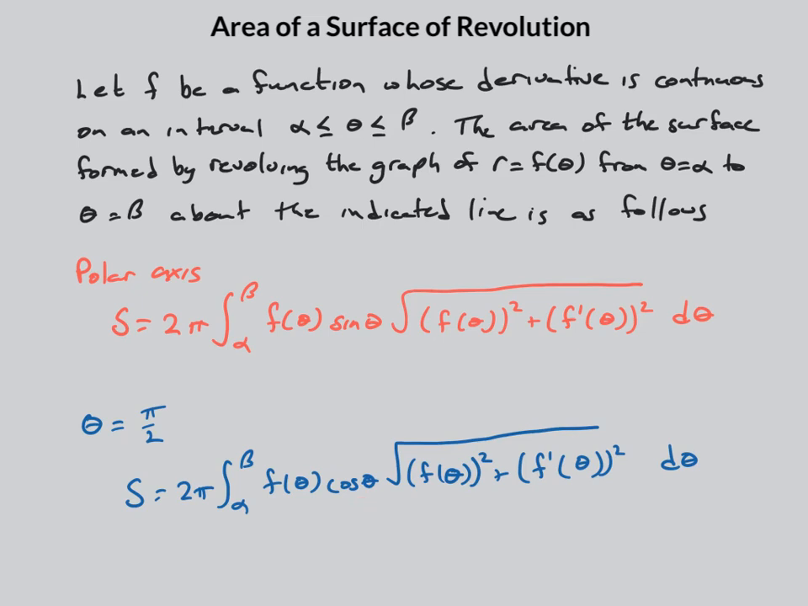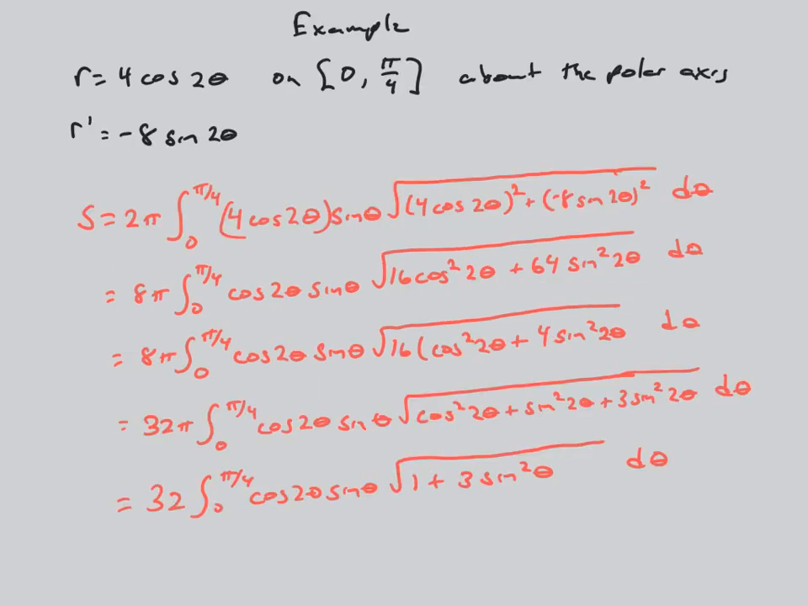Now, let's take a look at an example. We'll set it up. In this case, we have r equals 4 cosine of 2 theta, and I'm going to take the interval from 0 to pi over 4. I'm going to take that portion of the curve and rotate it around the polar axis. The first thing I do is find r prime, the derivative, which is negative 8 sine of 2 theta, that's dr d theta. So I plug that in. We're going around the polar axis, so it's going to be f of theta, r, times sine of theta.